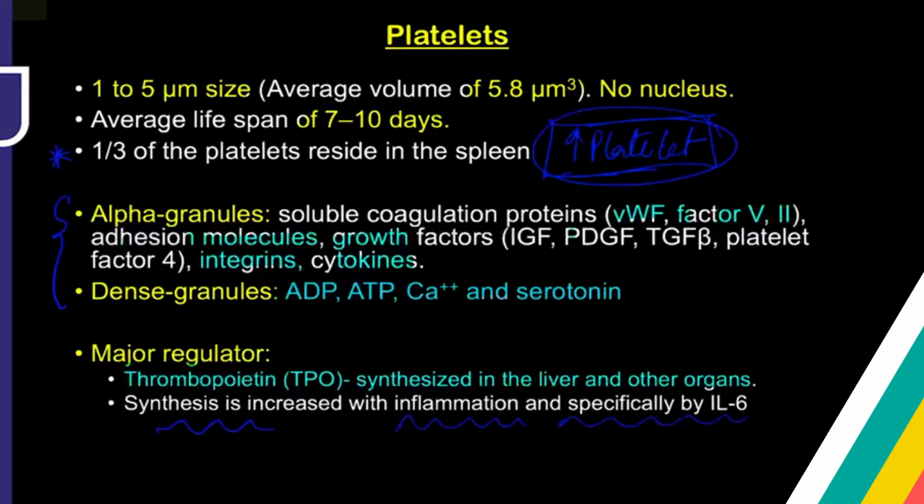So this is all about hematopoiesis and mature blood cells, a few pieces of information. That is the first chapter of blood physiology.